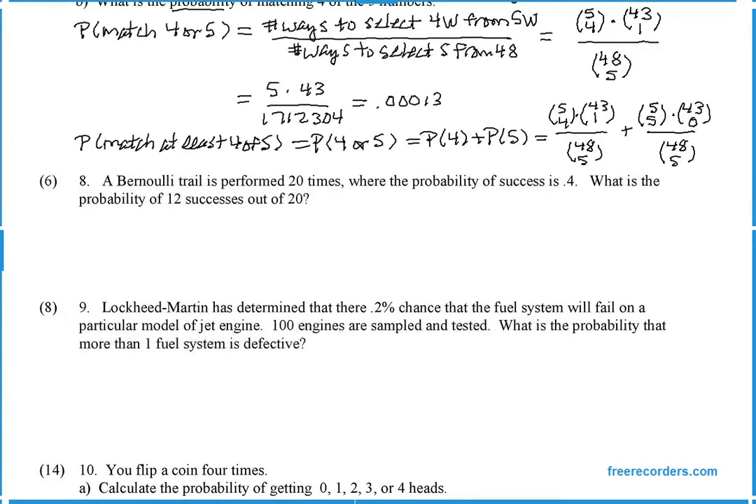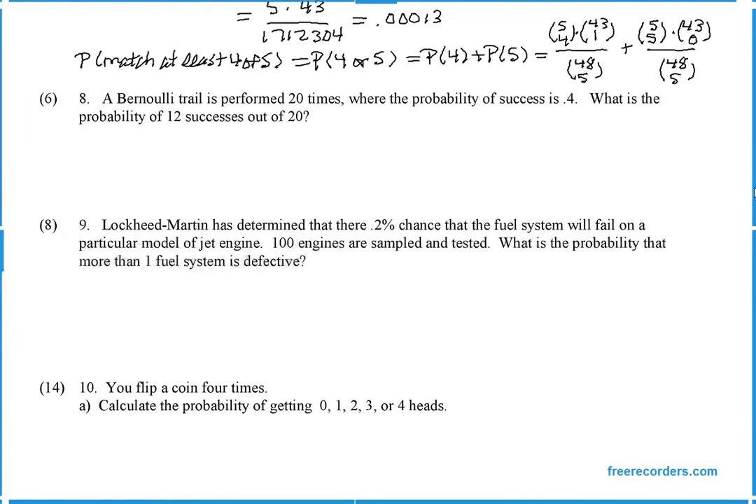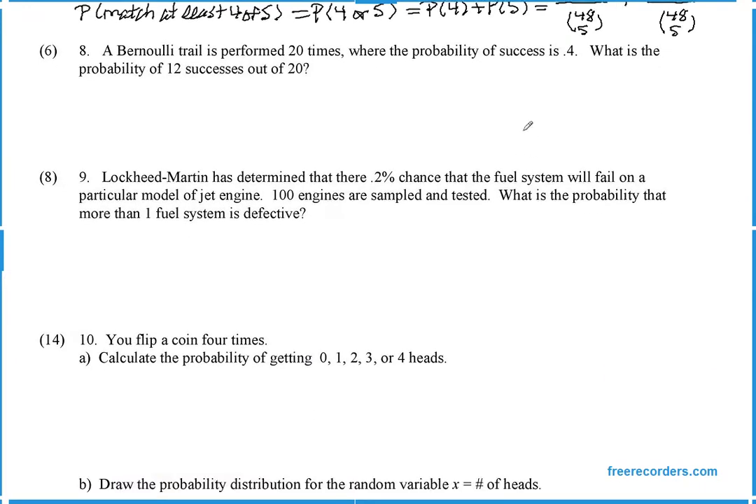Okay, next up in number 8, we have a Bernoulli trial that's performed 20 times, where the probability of success is 0.4. What is the probability of 12 successes out of 20?